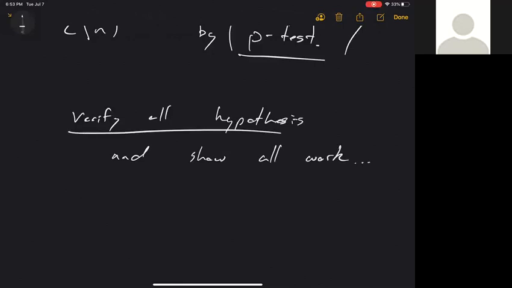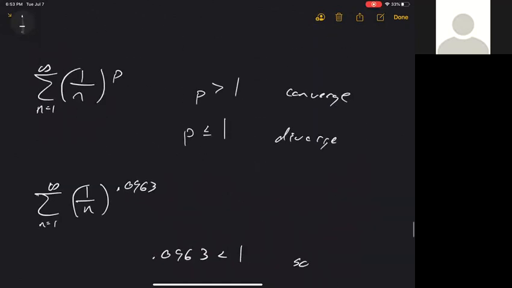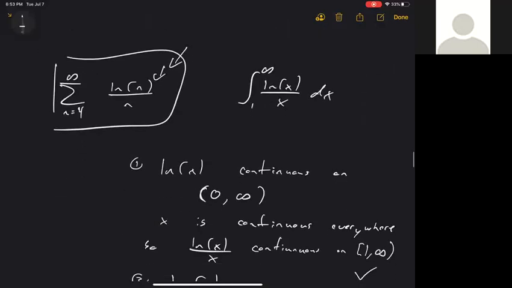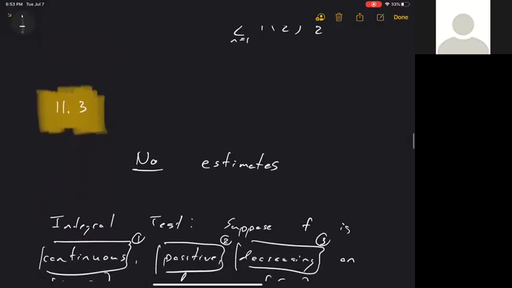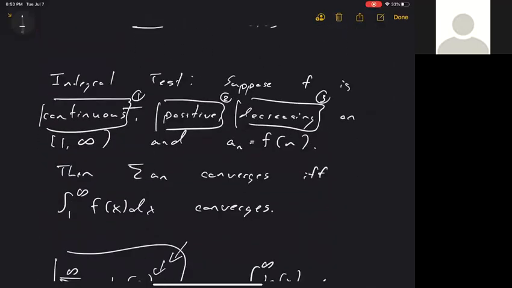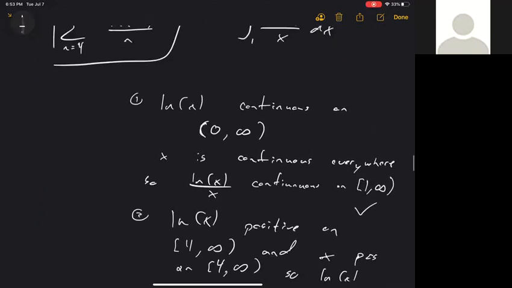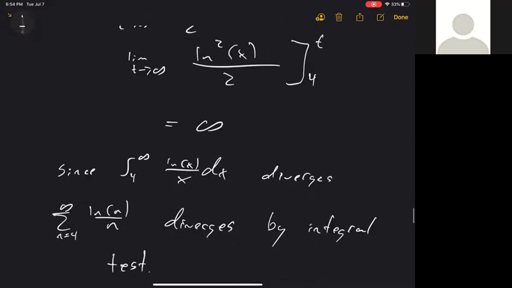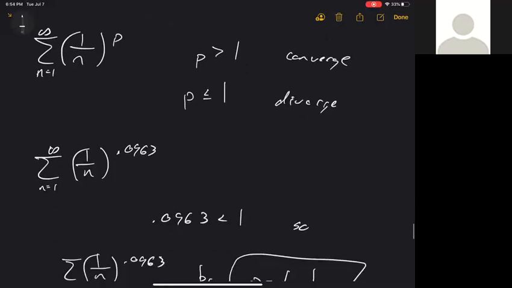That's a common phrase to see with the series questions, because a lot of these series questions, if we go back up to the integral test, the integral test had these 3 hypotheses, right? It's the function, that function is going to be continuous, positive, and decreasing. So we got to verify those hypotheses, which is what I did in my work here. I verified all those hypotheses.